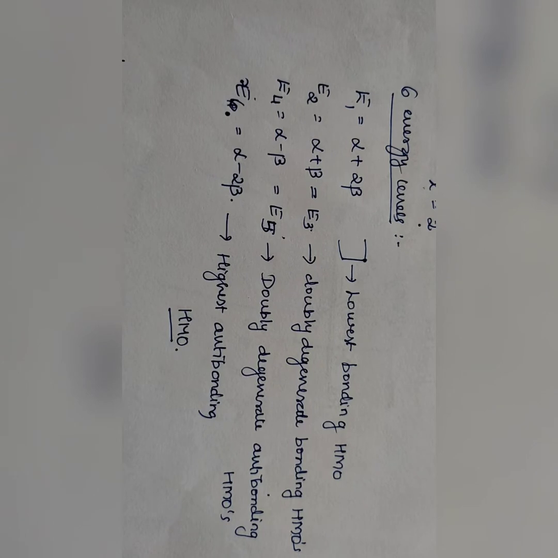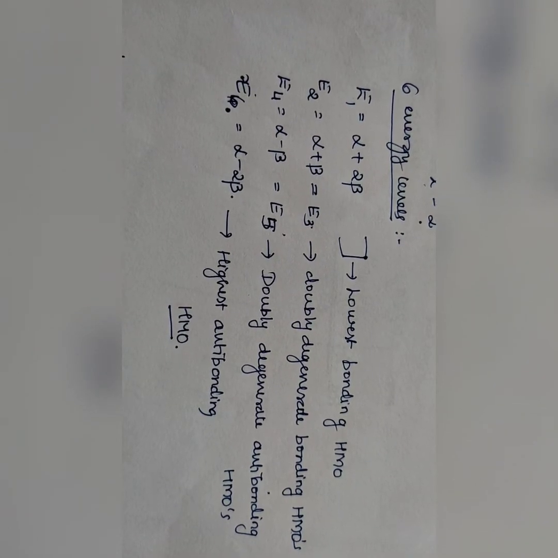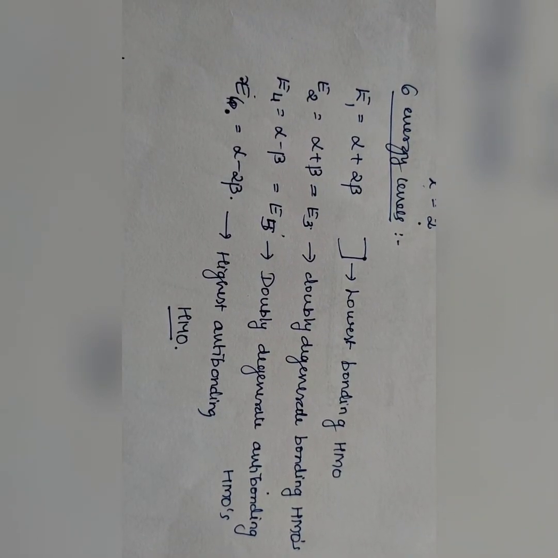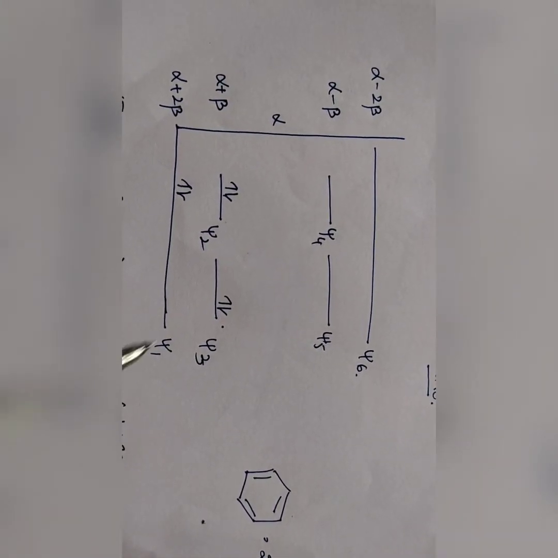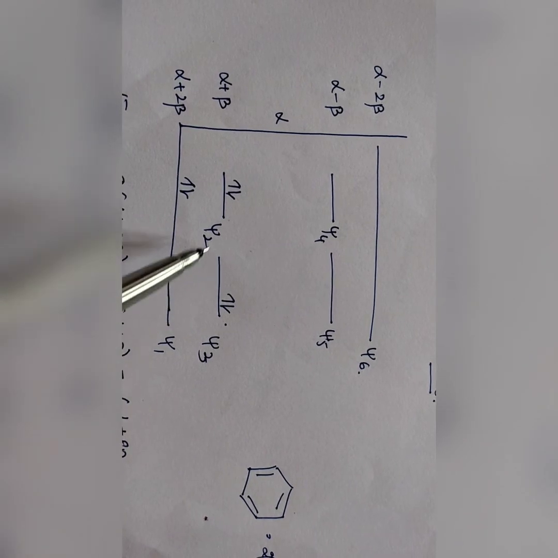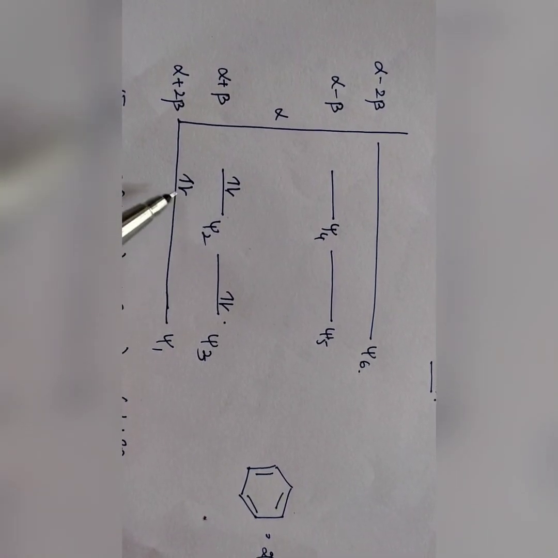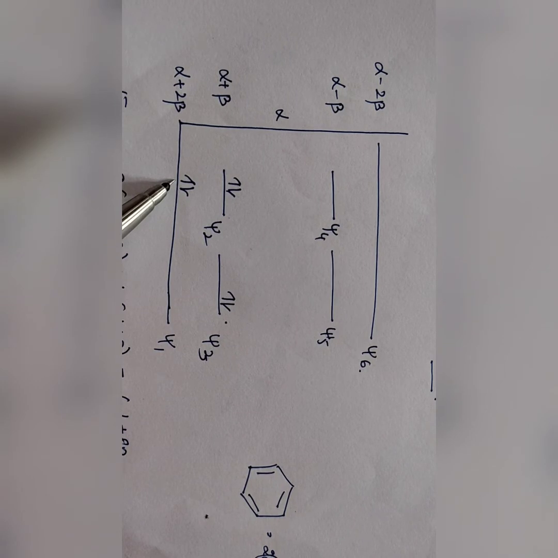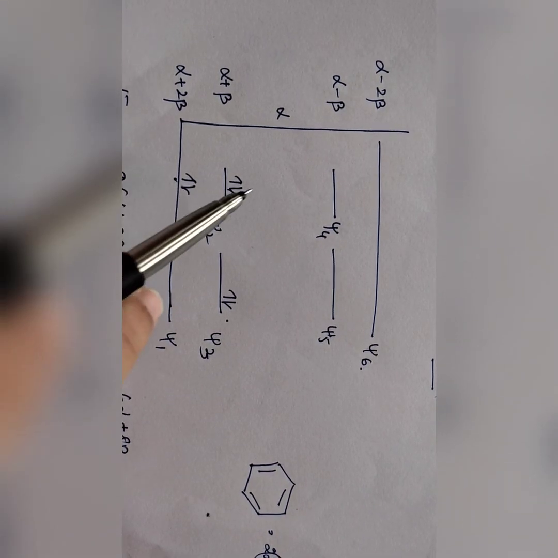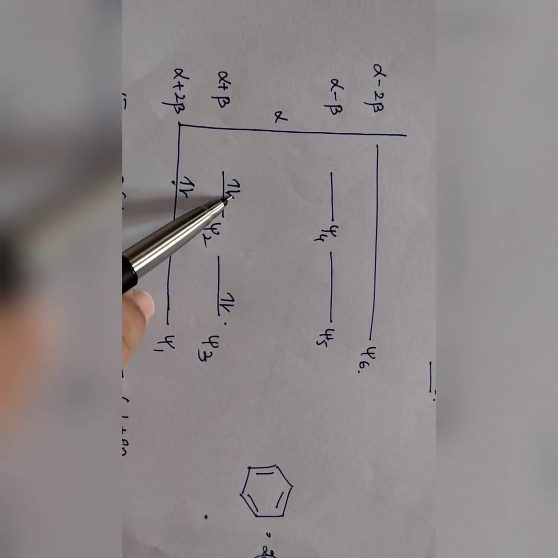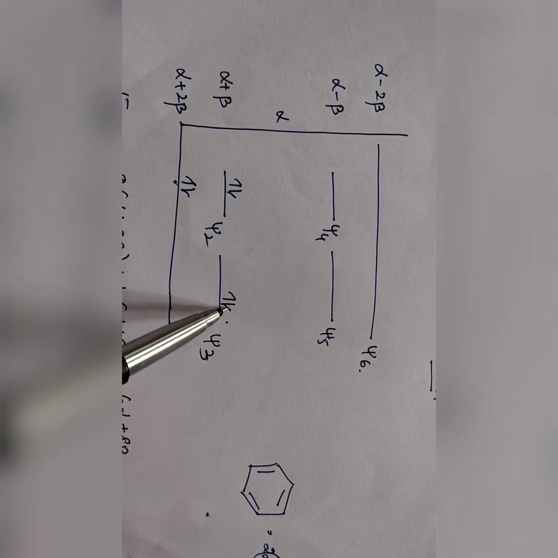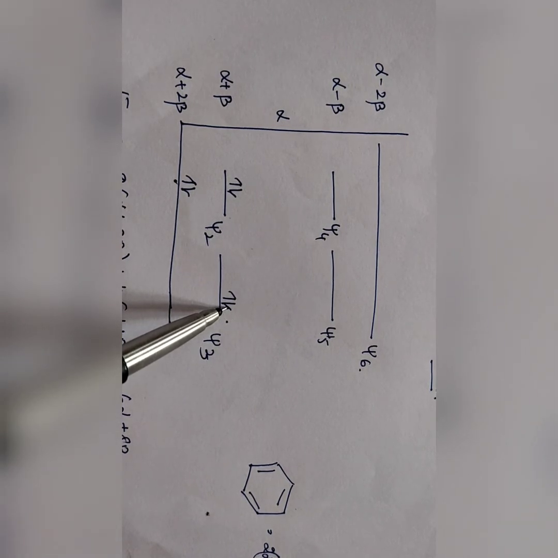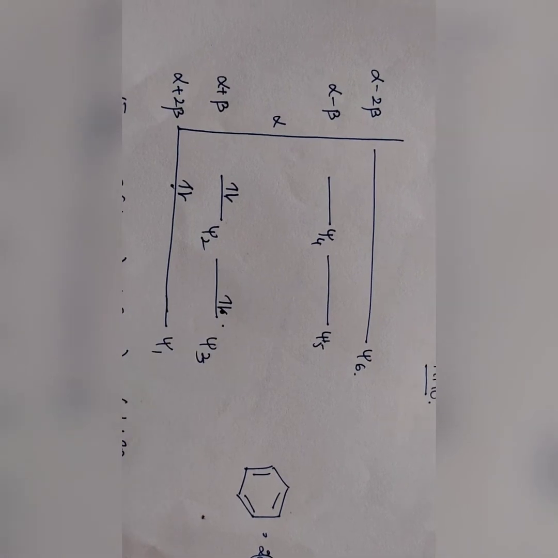There are 6 pi electrons. We have to fill these 6 pi electrons in these energy levels as shown in the figure. Only E1 and E2, E3 are filled. As we know, E2 and E3 are doubly degenerate bonding molecular orbitals. So, 6 pi electrons are filled in psi 1, psi 2, psi 3, or you can also write in terms of energy E1, E2, E3. Antibonding molecular orbitals are empty.